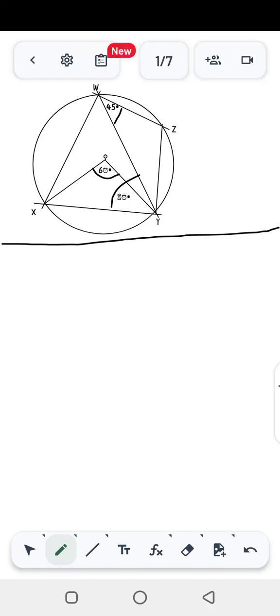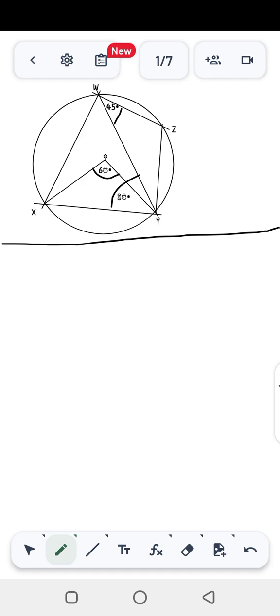We want to solve question number 7, which is also on second theorem. In a diagram, W, X, Y, Z are points on the circumference of a circle center O. Angle XOY equals 60 degrees, angle YWZ equals 45 degrees, and angle XYW equals 80 degrees. Calculate angle ZYW.